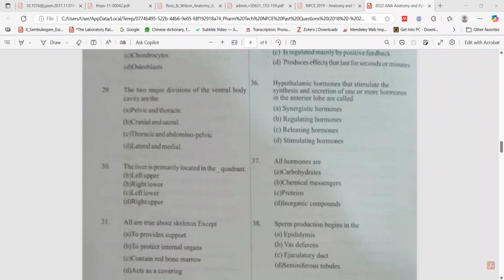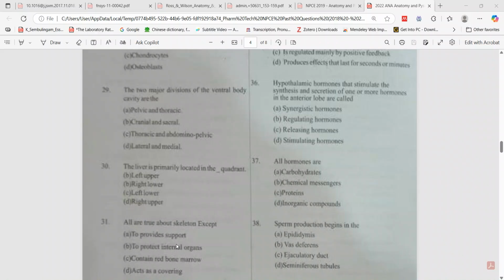So the two major divisions of the ventral body cavity are the thoracic and abdominopelvic cavity. This is the ventral. Here we have the thoracic, and here we have the abdominopelvic cavity. All right, so question 30.